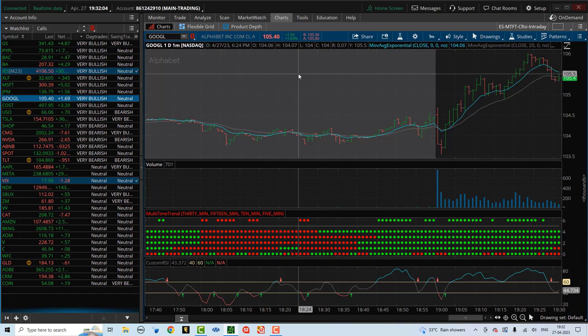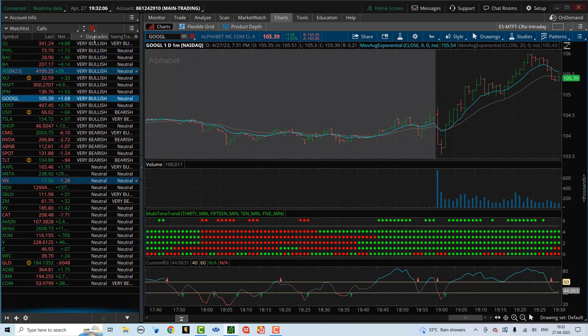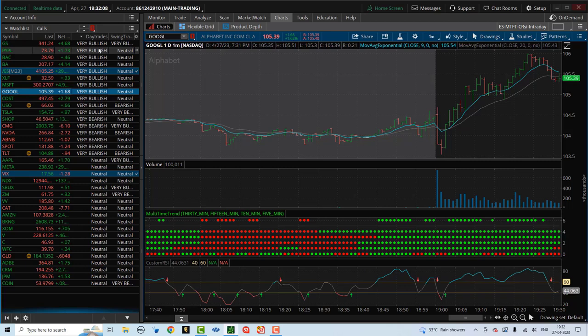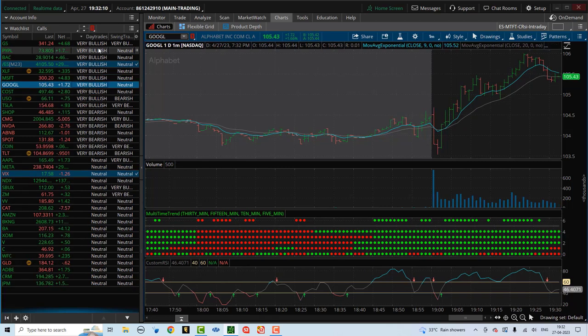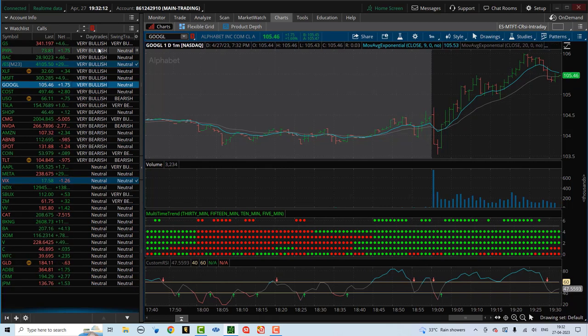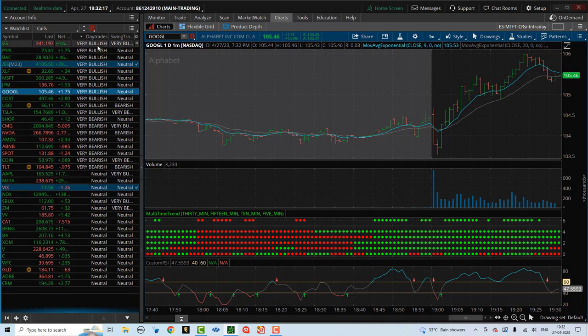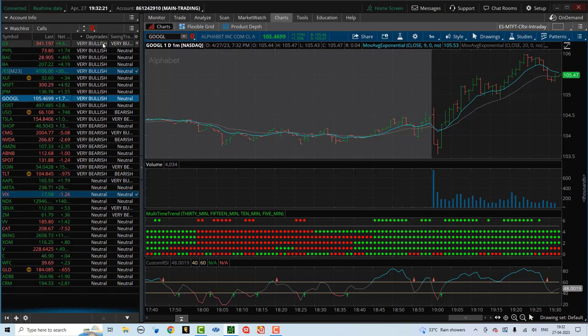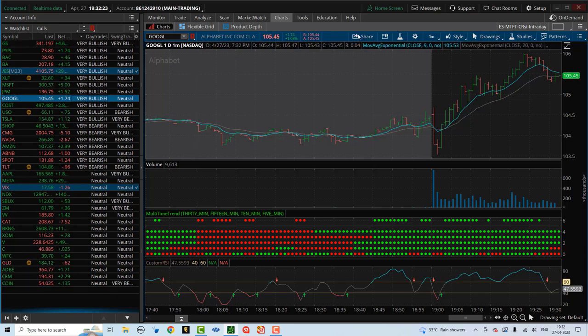All 5 of them work together. The watch list scanners are very powerful. They immediately cycle through your entire watch list and tell you what to look at. So just because it's very bullish here, you don't take the trade. You need to come into the chart and look at the MTFT, look at the custom RSI, and then decide when to take the trade. So that's as far as the indicator demos are concerned.